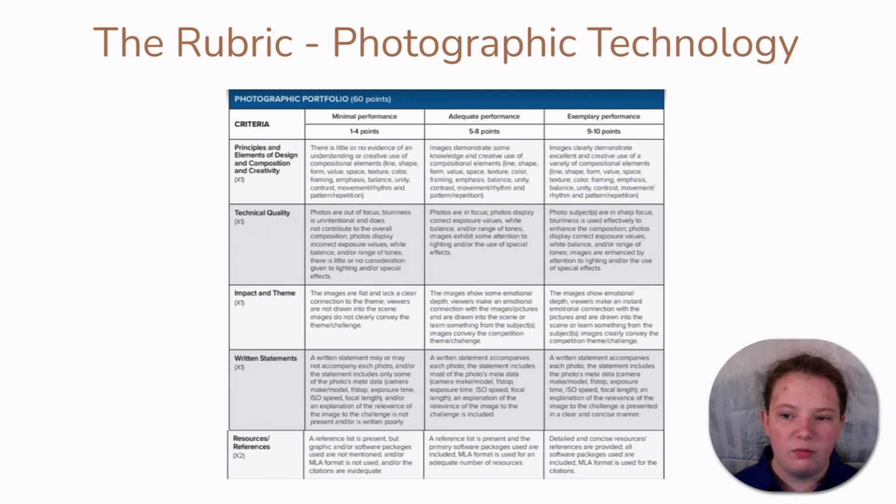This is the rubric for photographic technology, available in the high school competitive events guide. The first round category worth the most is resources and references, so spend some time getting that page right. The semifinal category worth the most is principles and elements of design. That's it for the rules. Next, my top 4 tips for competing in digital photography and photographic technology.